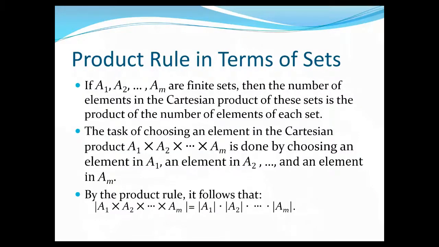Now, product rule in terms of set. So basically, if you want to determine the number of ways, and the given is a set or sets, we're just going to determine the elements of each set, the cardinality of each set. So for example, a sub 1 times a sub 2 times up to a sub m. If we want to get the number of possibilities, get the cardinality of each given set, and then multiply them to determine the number of ways. So that is product rule in terms of set.